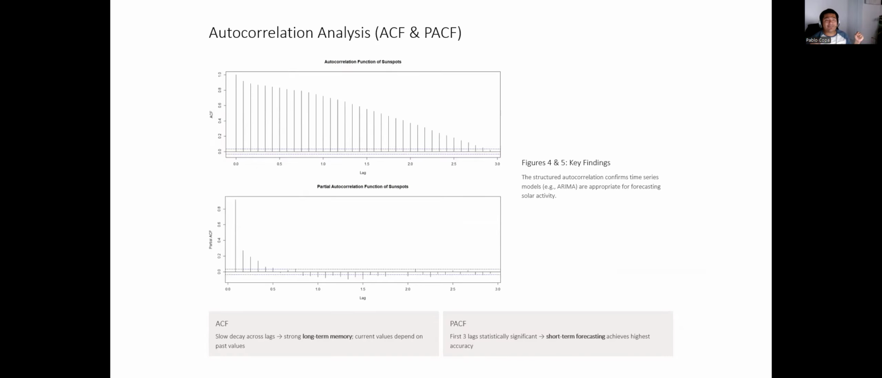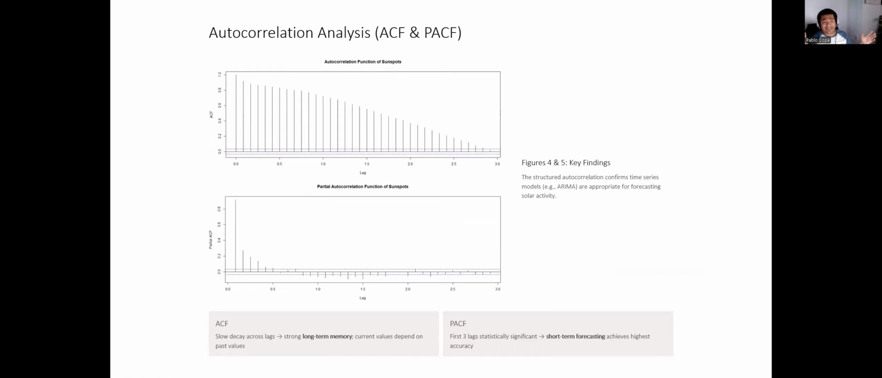The PACF graph gives a more direct view of which recent past values are most important. In my result, the first few lags were the strongest. This means that the recent values had a stronger direct relationship with current sunspot activity than older values.